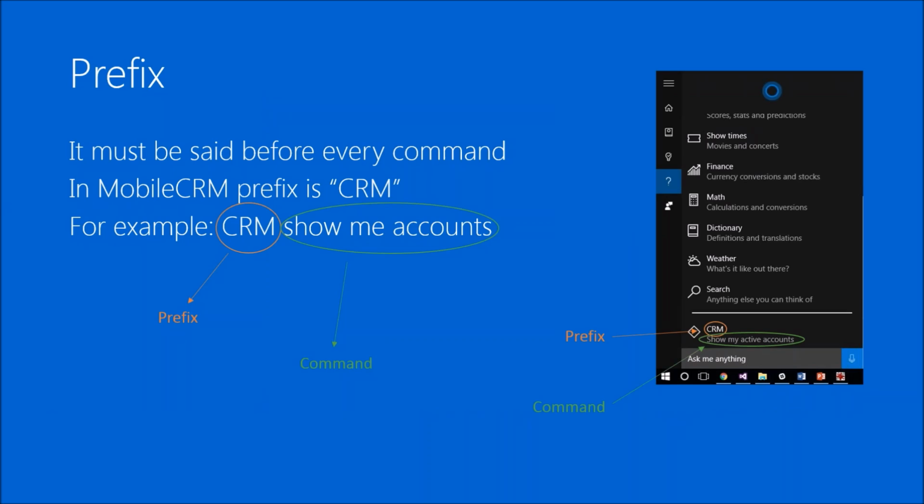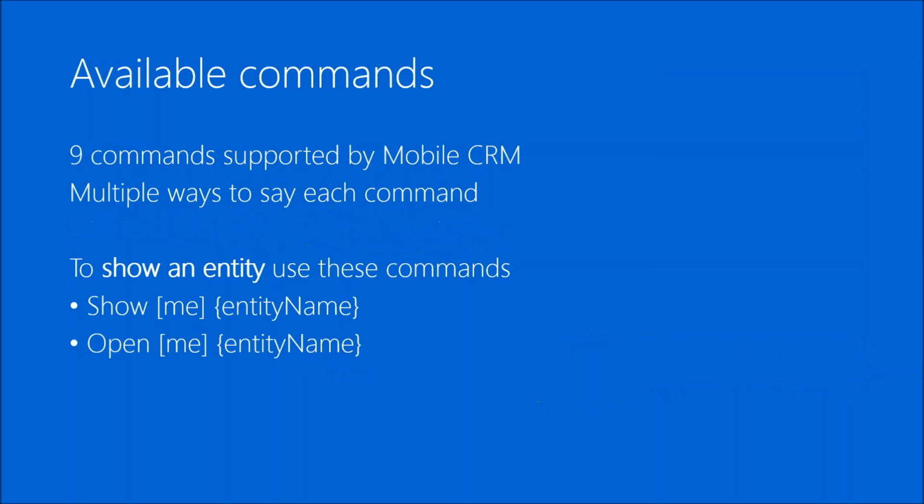So if you want to perform some action, you have to say CRM, for example, show me accounts, or something like that. So the prefix is CRM, and show me accounts is the actual command. So what are the available commands? There are 9 commands supported by mobile CRM, and for each of them there are multiple ways how you can say each command.